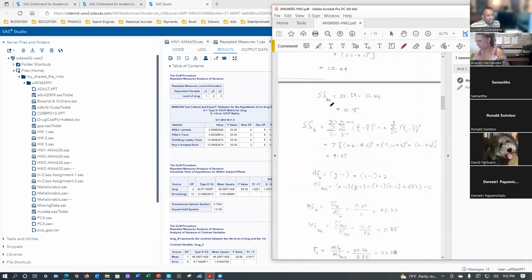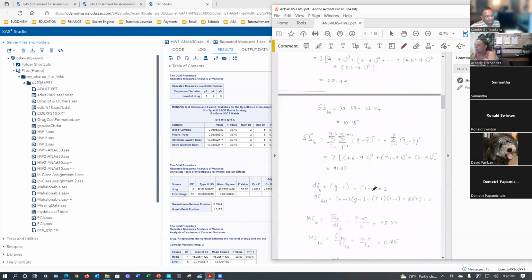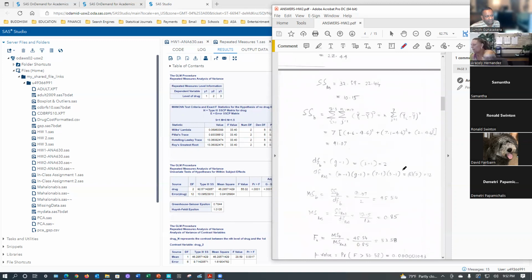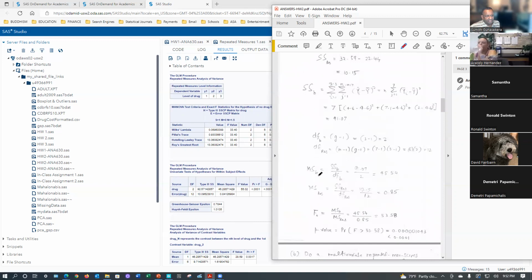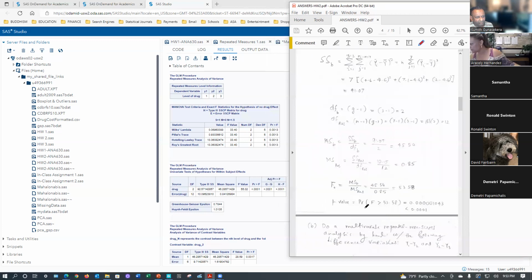See the residual, the drug, the error. 10 point something, this one 90 point something. And degrees of freedom, 2 and 12 for between, and 12 for error. Then mean squared 45, 46, and 0.85. And F value 55, 53, that's okay because of the decimal rounding. And then the p-value is nothing but the probability that F is greater than 53.58.